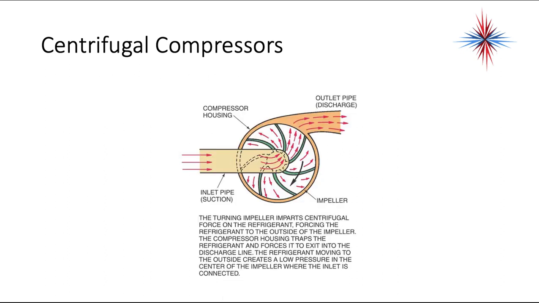So here's another picture. We have our inlet line, suction line, that dumps the refrigerant into the center of the spinning wheel. Okay, that refrigerant is spun at a very high speed. It hits the outlet pipe or the discharge pipe. Okay, that outlet pipe has a check valve in it that doesn't allow the refrigerant to come backwards. Okay, and then the new refrigerant is forced behind it, thus increasing the pressure.